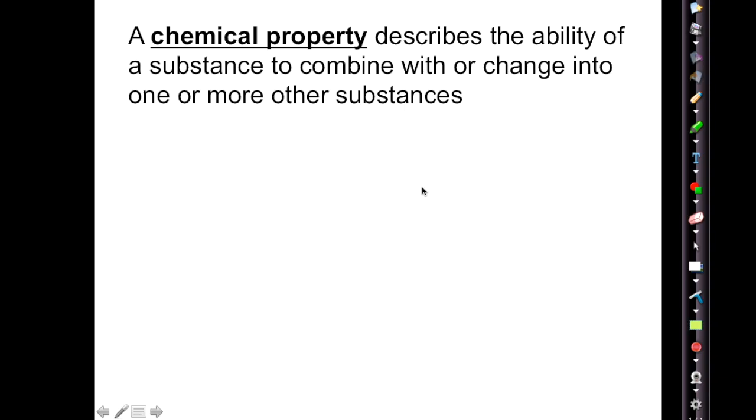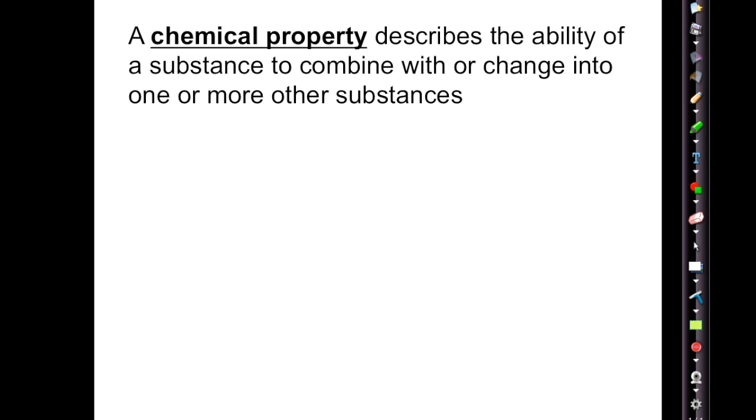So whereas physical properties can be observed without changing the chemical composition of a sample of matter, chemical properties actually describe the ability of a substance to change its chemical composition, either by combining with other substances to form new substances or by breaking down into new substances via the process of chemical change.